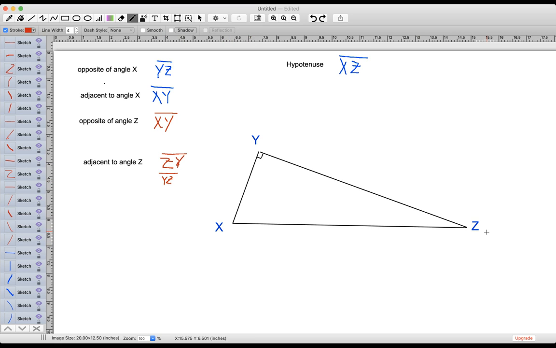So just remember, opposite side is the side that's formed by the two vertices that's not the angle we're looking at. The adjacent side is the side with the angle we're looking at along that side to the right angle. So if I'm looking at angle Z, the adjacent side would go from Z to the right angle, so ZY or YZ. Again, the order doesn't matter. And the hypotenuse is always the side that isn't one that forms the right angle. So you have the two sides that form the right angle, the hypotenuse doesn't.